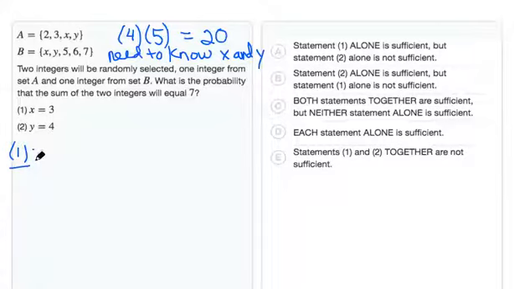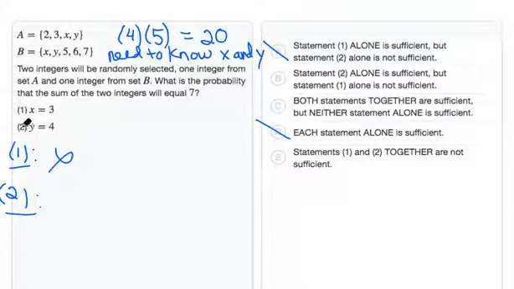Let's consider statement 1 first. It's given that x is equal to 3. So that's great. We know part of what we need, but we still don't know the value of y. And we said that in order to find this probability, the total number of different sums is 20, but to find how many sums actually equal 7, we need to know both x and y. So we know x, but we don't know y, so this statement alone is not sufficient. So we can eliminate answer choices A and D and move on to statement 2.